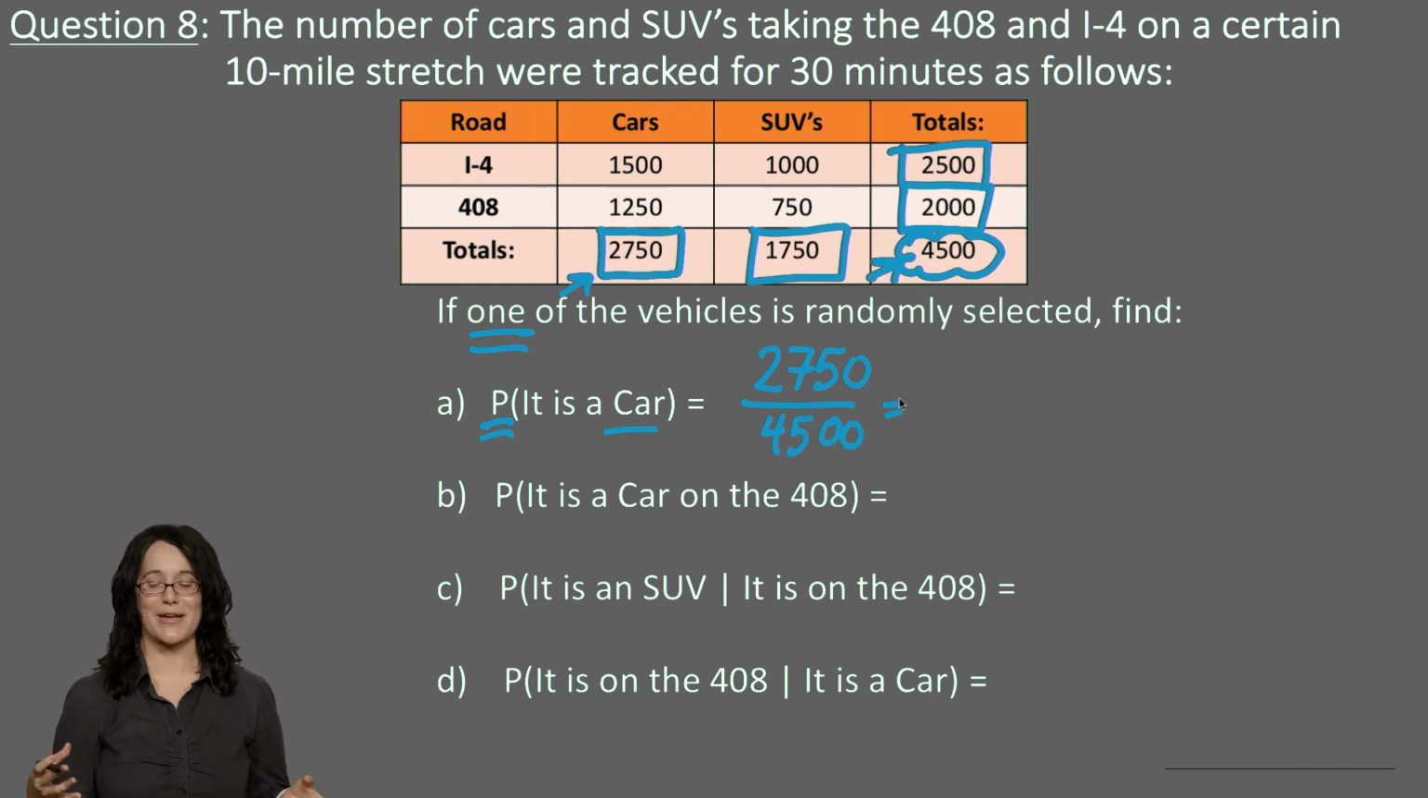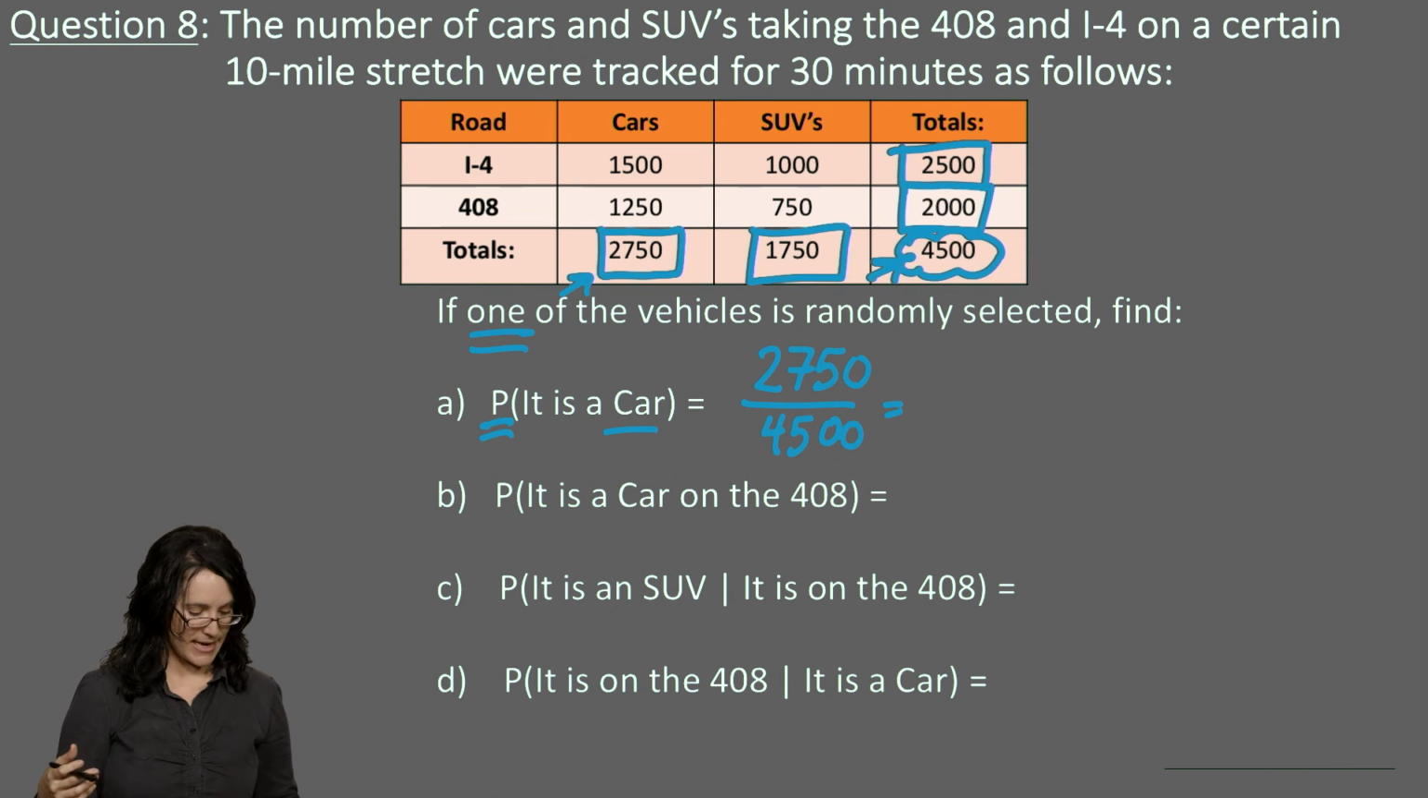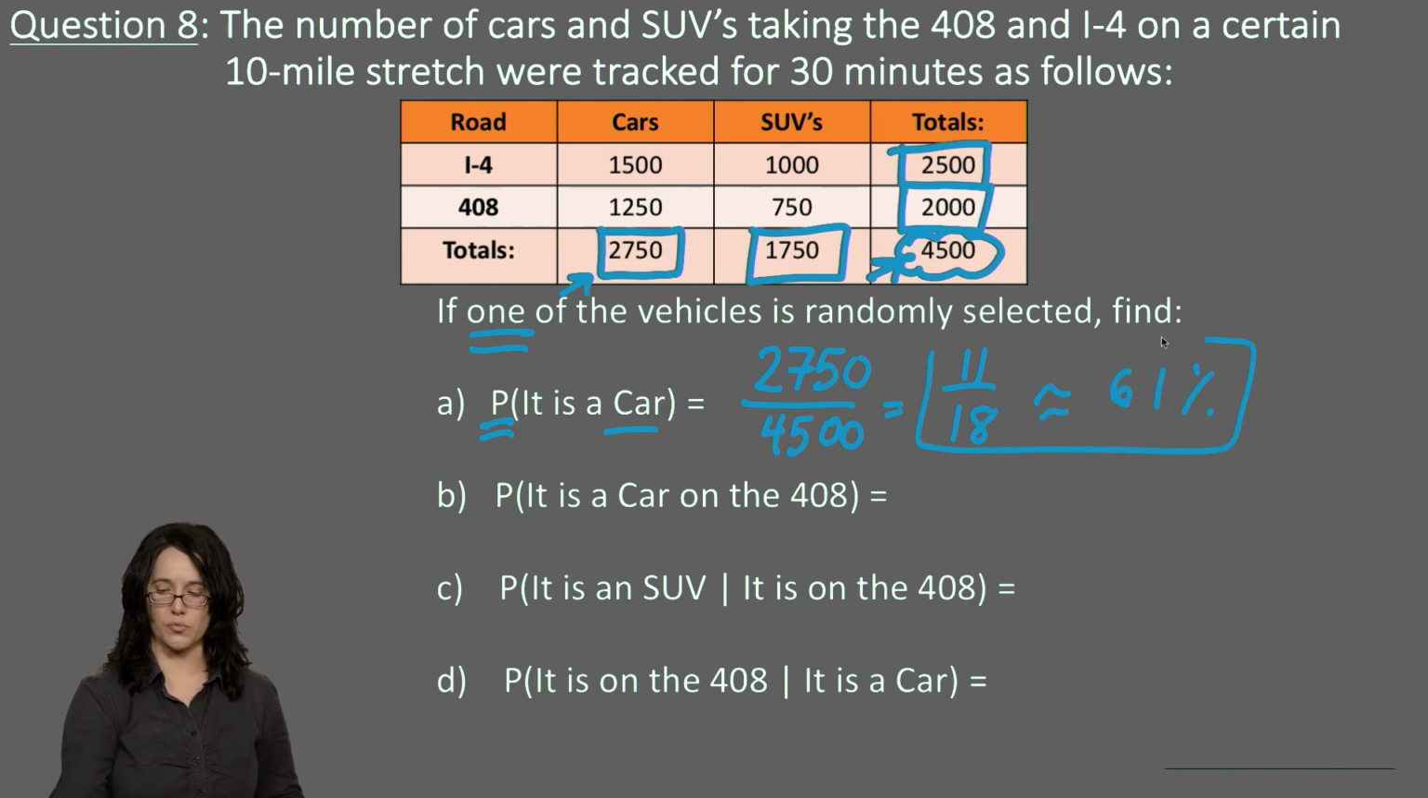And you're welcome to do some reducing. A lot of the fancier calculators today will do the reducing for you. You can see that 10 goes into both of them, 2 goes into both of them, 5 goes into both of them, and you can keep reducing and reducing until you no longer can. I believe the final reduced fraction is 11 out of 18, and that's roughly 0.61 or 61% of these vehicles were cars.